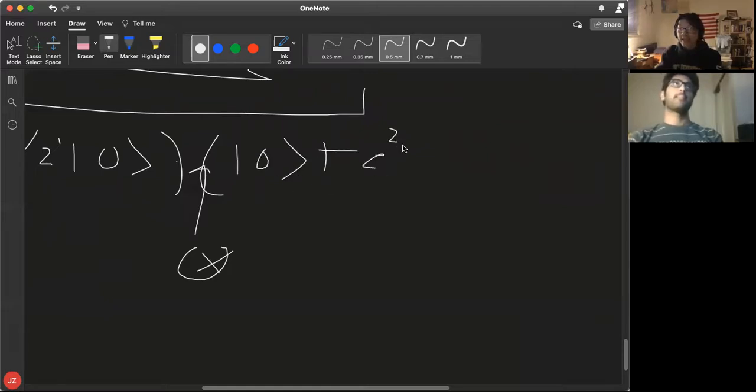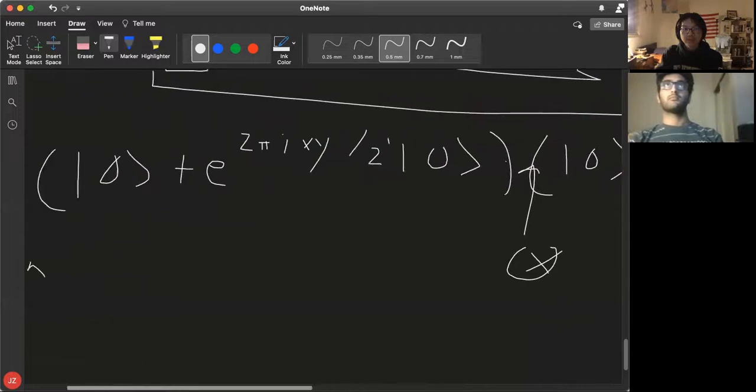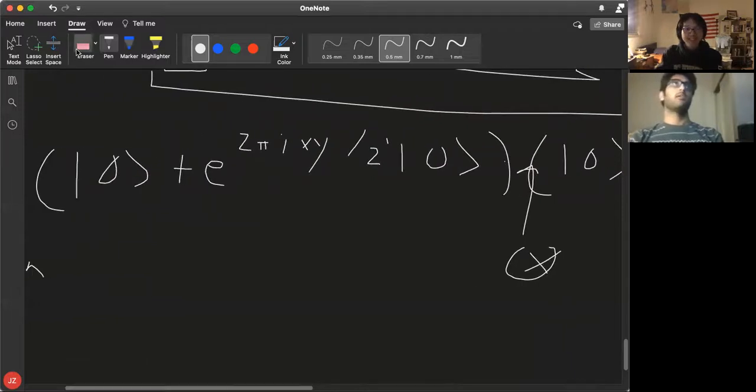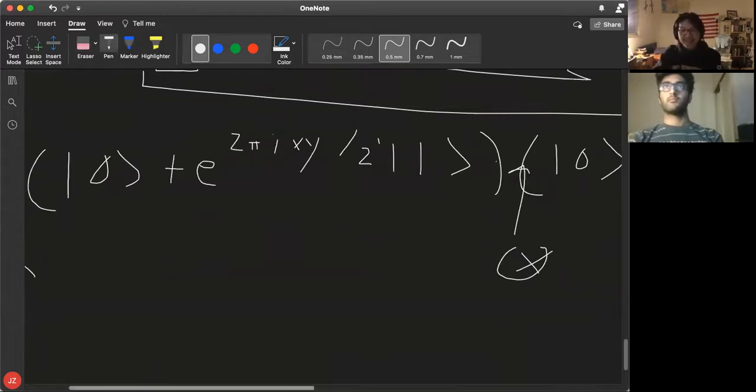Hey, John? Yes. Quick question. You said 0 plus, and then there's that phase, and then you did 0 ket. Should that be 0 ket or 1 ket? Oh wow, that is a 1 ket. That's okay, ket 1. Thank you. Yes. Excellent. Thank you so much for pointing that out.